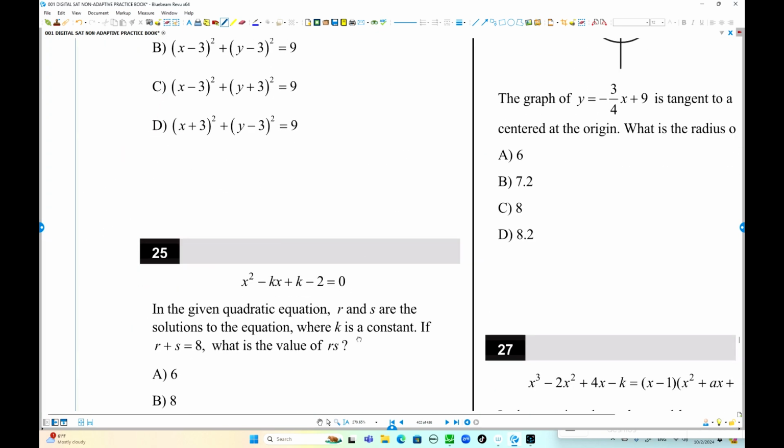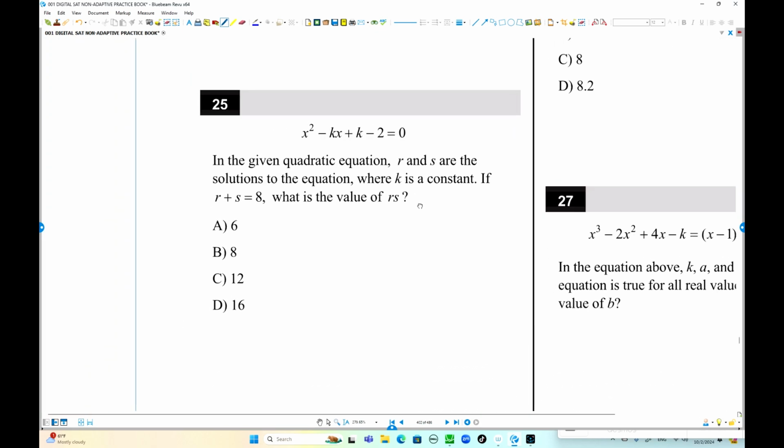Here is number 25. So R and S are solutions to the equation, right? If this is the graph over here, when y equals 0, we have two solutions. This one is R, the other one is S. It doesn't matter if R and S are imaginary; it doesn't have to always be real. But in this case, I'm going to take the real. So R plus S is 8.